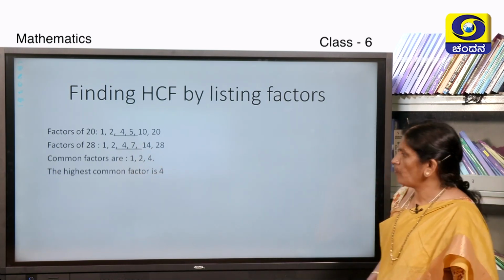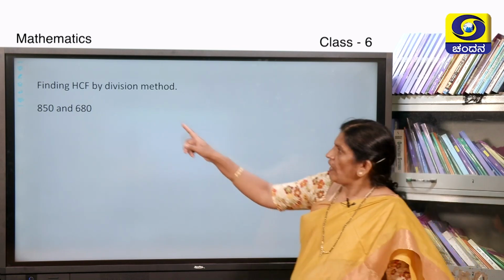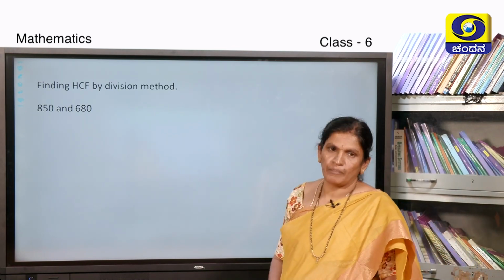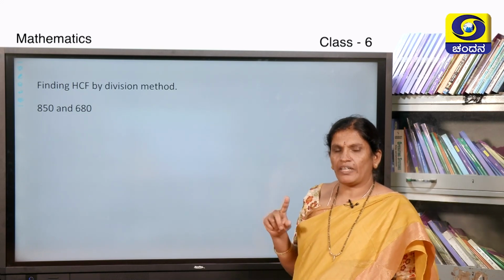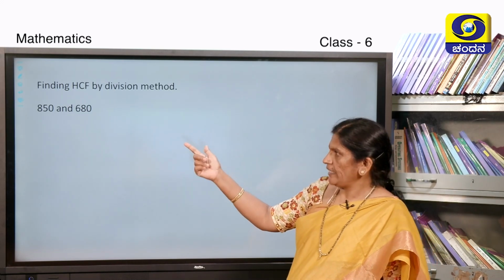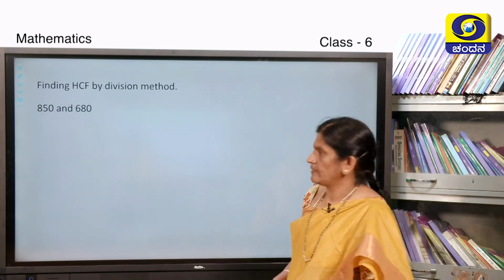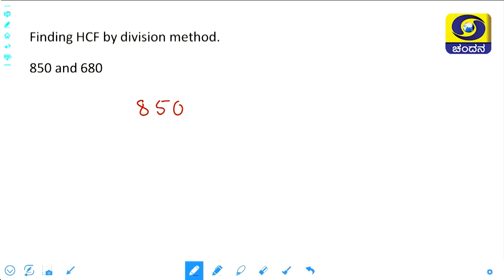And next one more method children, see, finding HCF by division method. This one I have shown in the activity. There we have taken small numbers, here I have taken little bigger numbers. Let me try for this. 850, 680. This is division method, finding HCF by division method.